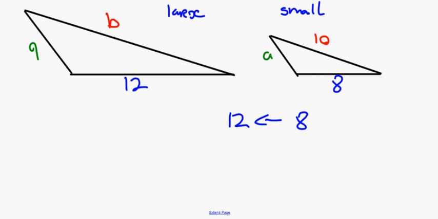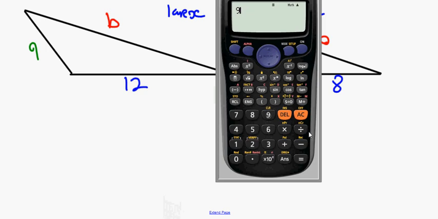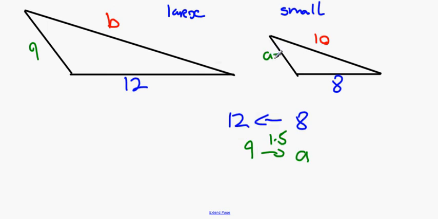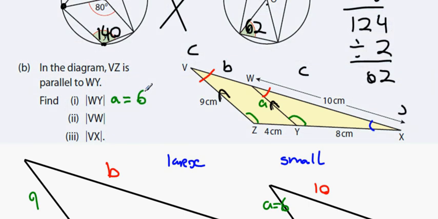Now this means that A is 1.5 times smaller than 9. So divide 9 by 1.5, and what that will mean is A is 6. Okay, so the answer to our first question is going to be 6.